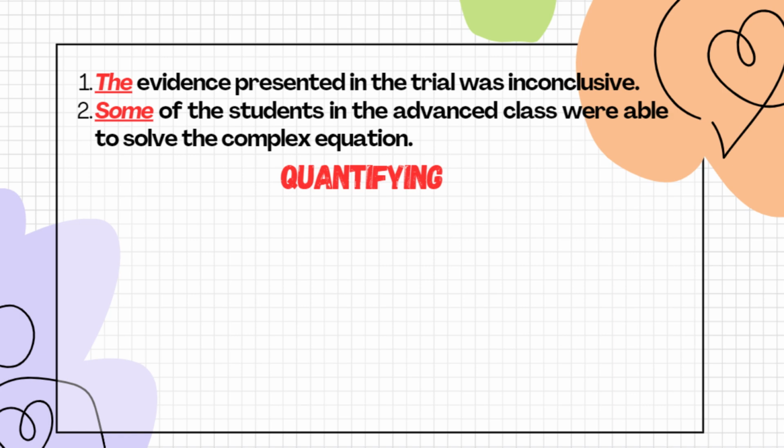Number 2. Some of the students in the advanced class were able to solve the complex equation. Some indicates a portion of the students, and it is a quantifying determiner.